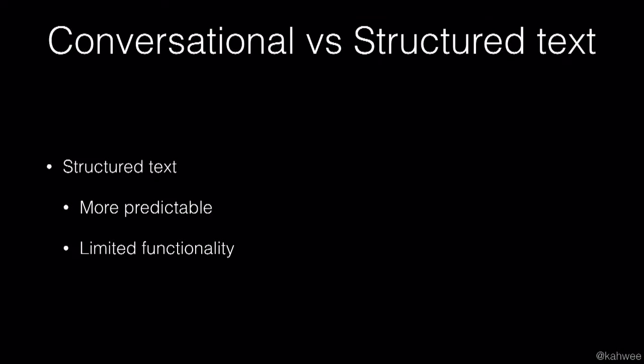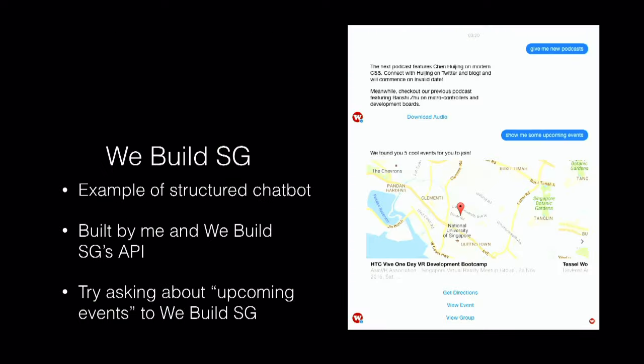Okay, so on that note, structured text is more predictable, hence it has limited functionality, but you get to control a lot more. So We Built SG is an example of a structured chatbot. It's built by me and the We Built SG API. You can try asking it about upcoming events, and it only tells you that. It also tells you things like you can check the latest repository, it tells you about podcasts, but if you ask specific things, then it knows what to do. It doesn't do more than just 3 functions, essentially.